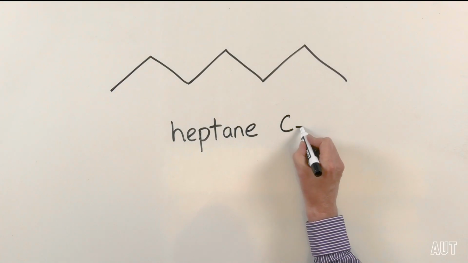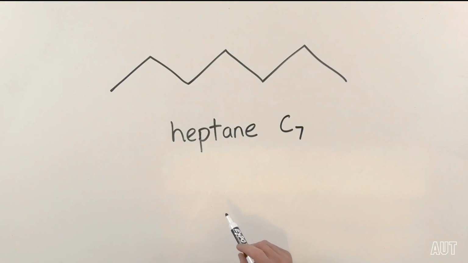Now this belongs to a family of molecules called alkanes, and alkanes are composed only of carbon and hydrogen and only of single bonds. So this is a member of the alkane family. This is a thing called heptane. Okay, what's its chemical formula? Well, we know it's certainly C7.